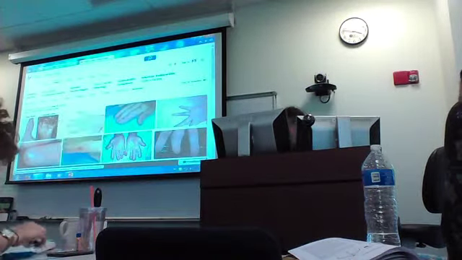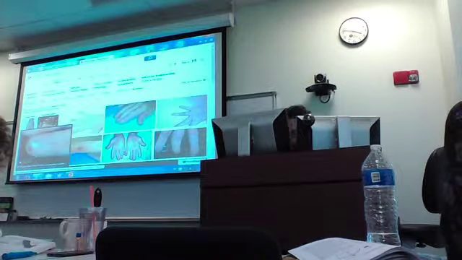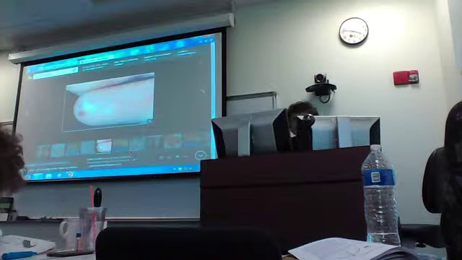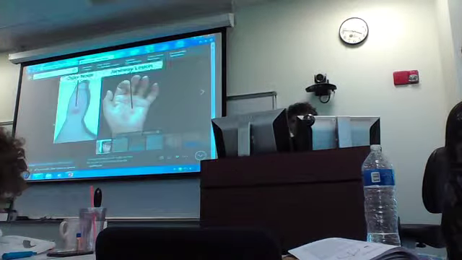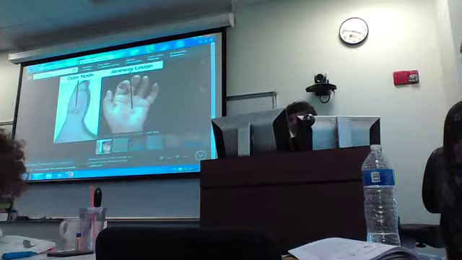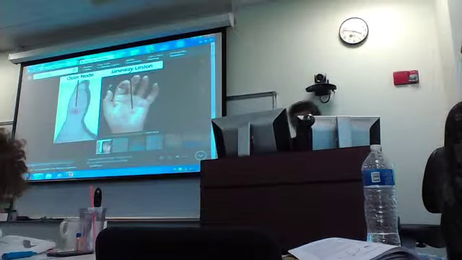Osler's nodes, which can be seen in endocarditis. They're painful. I have a good one there. These are Osler's nodes. You see that they're raised and painful. You can have Janeway's lesions, okay?